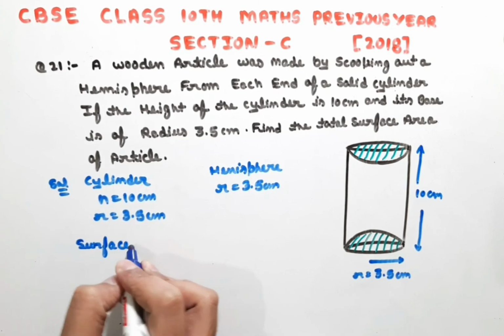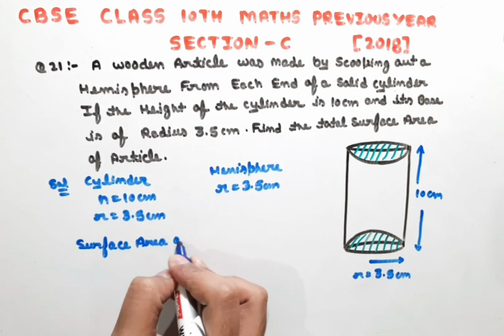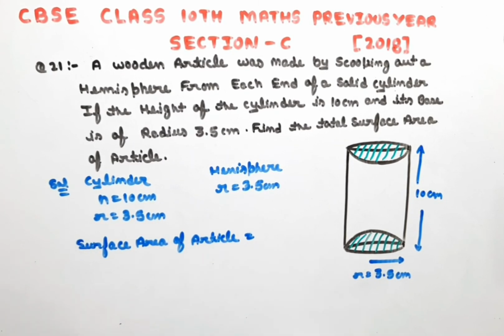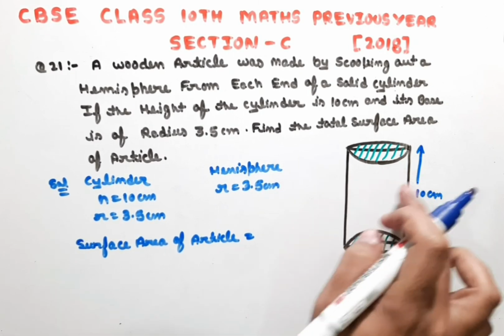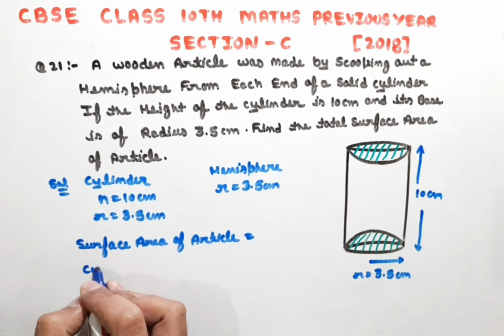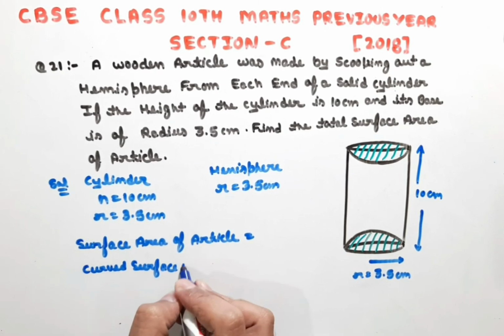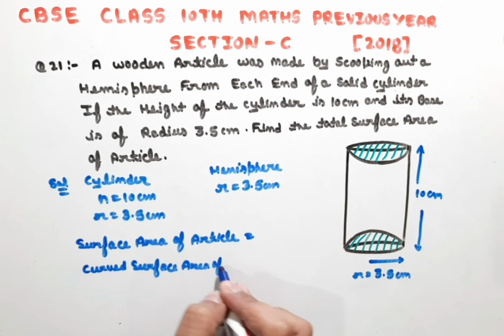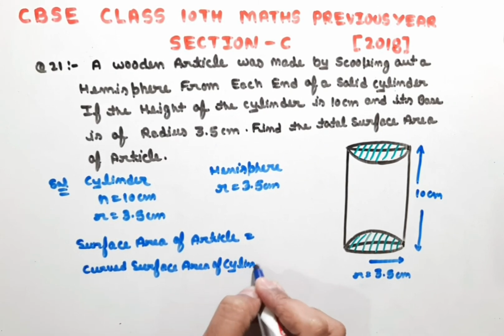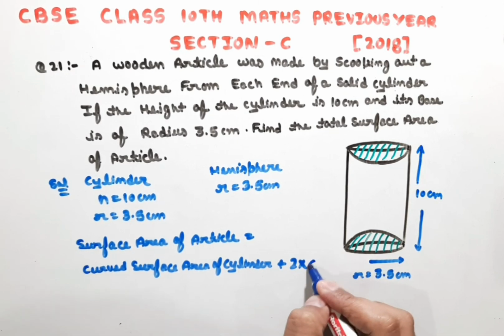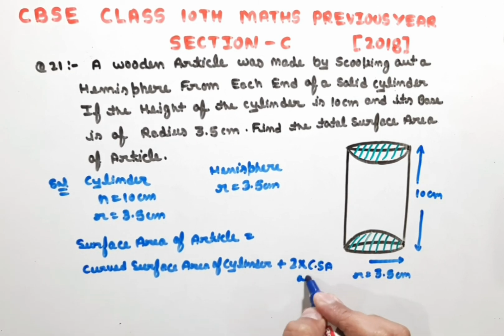So the surface area of the article will be equal to curved surface area of cylinder plus 2 into curved surface area of hemisphere.